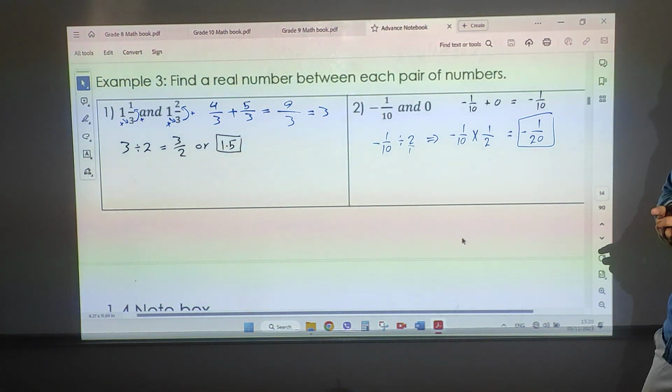That's all about this section, to know rational, irrational and not real numbers, and how to find a number between two numbers that you have.